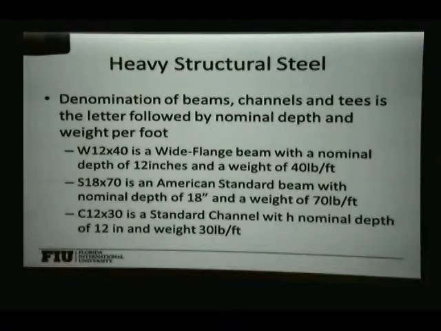An S18 by 70 will be an American Standard beam with a nominal depth of 18 inches and a weight of 70 pounds per foot. A C12 by 30 will be a standard channel with a nominal depth of 12 inches and a weight of 30 pounds per foot. So that's useful information when it comes to identifying metals.